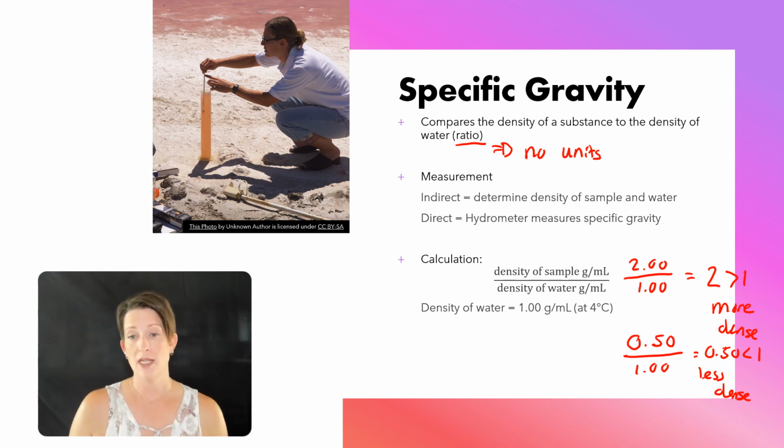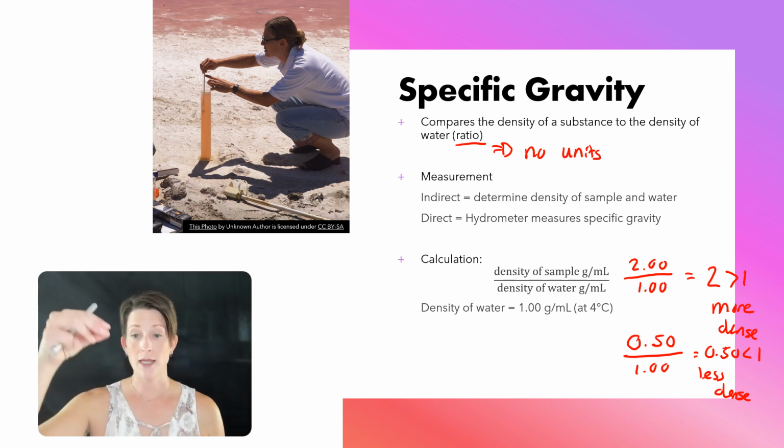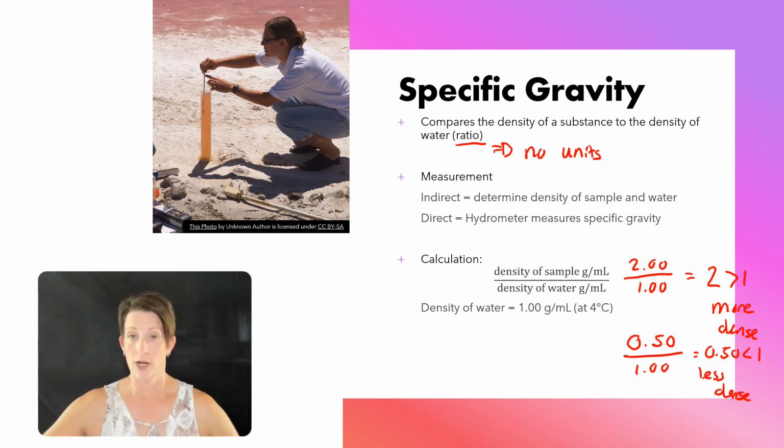An indirect way to measure specific gravity is to know the density of the sample and the water by mass and volume and perform the calculation on your own. We do have direct measurements though, and that's through what's called a hydrometer. Hydrometers are specially calibrated tools that will float in the substance and will give you the specific gravity of that substance compared to what water is. They're expensive, they're hard to read, but they're really important.